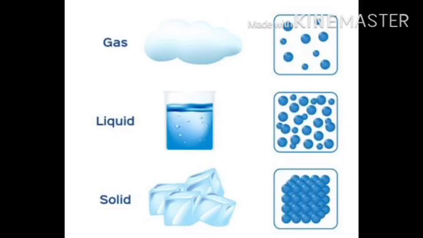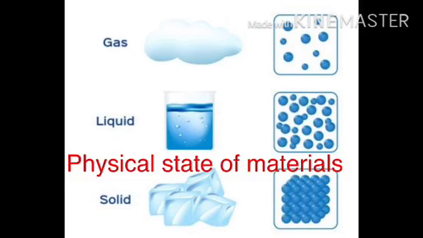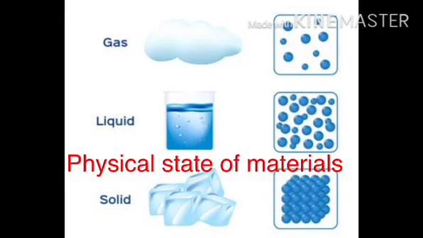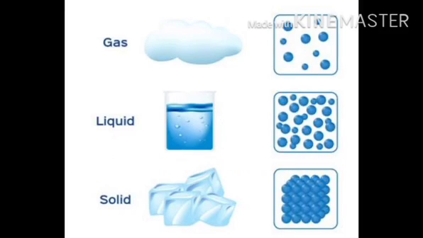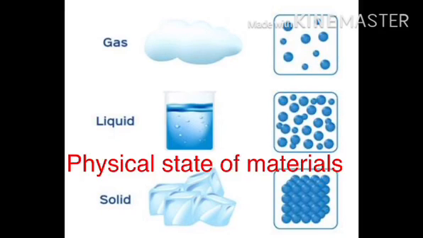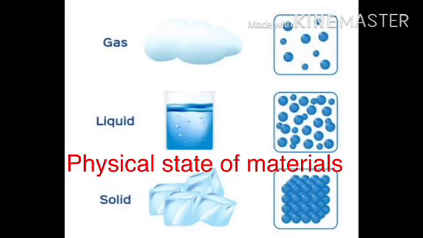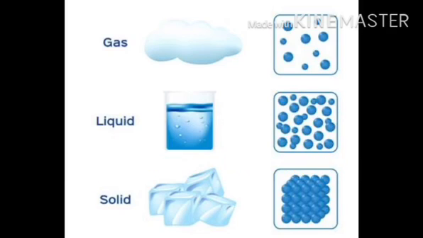Solids: plastic, stone, common salt, wood, glass, steel, sand, ice are solid. Liquids: milk, water, oil, etc. are liquid. Gases: we know that air is a mixture of gases. So nitrogen, oxygen, carbon dioxide, steam or water vapor, etc. are the gases.